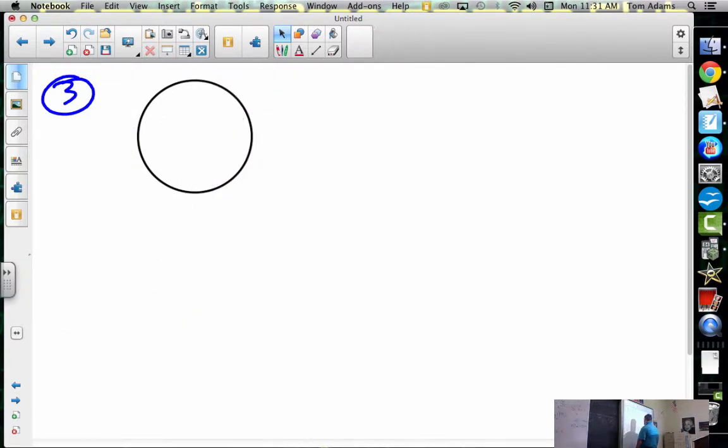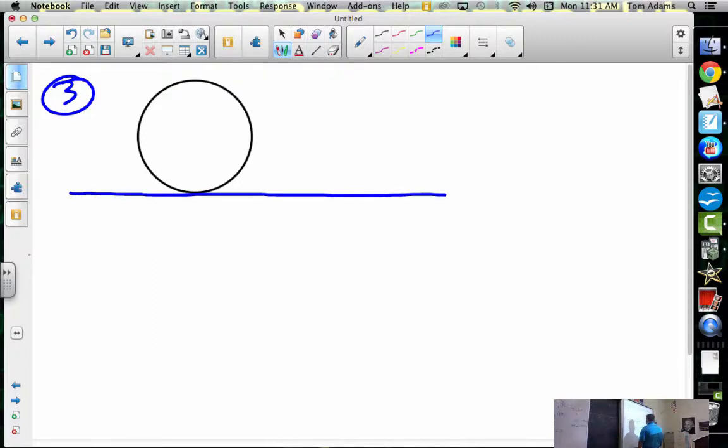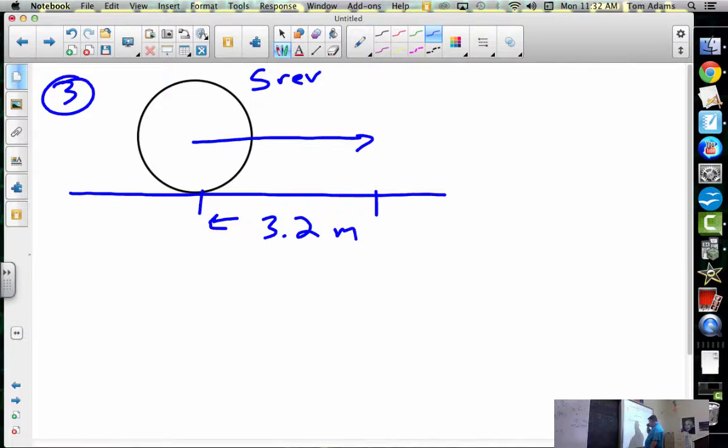All right. So we have this wheel here, and it's on a horizontal surface, and it rolls 5 revolutions. My wheel rolls 5 revolutions, and it does so without slipping. And if the center of the wheel moves 3.2 meters, so it moves from here to here, and from here to here, the center of the wheel moves a total of 3.2 meters. What's the radius of the wheel?